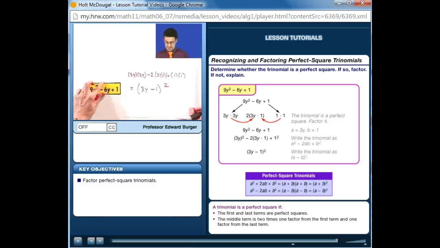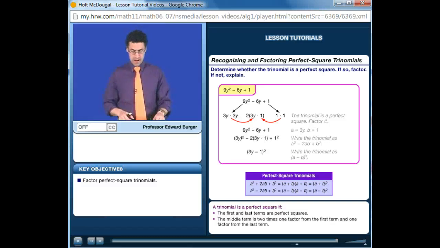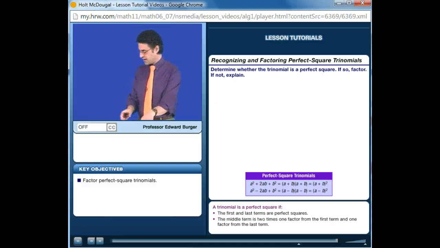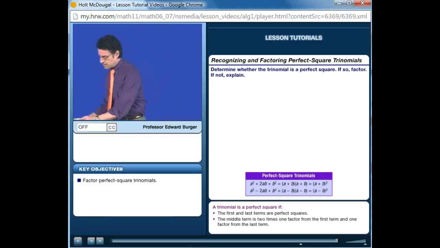So sometimes these things can be factored really, really quickly once you realize that, in fact, we're looking at a perfect square. Okay, you asked for it, you got it. One last one.